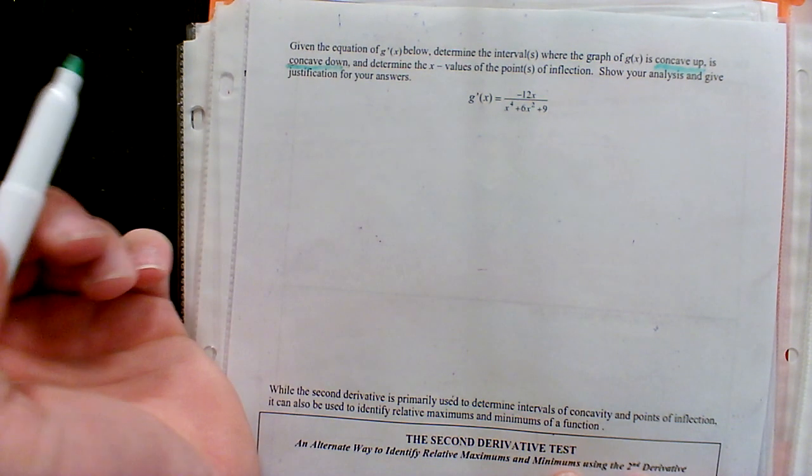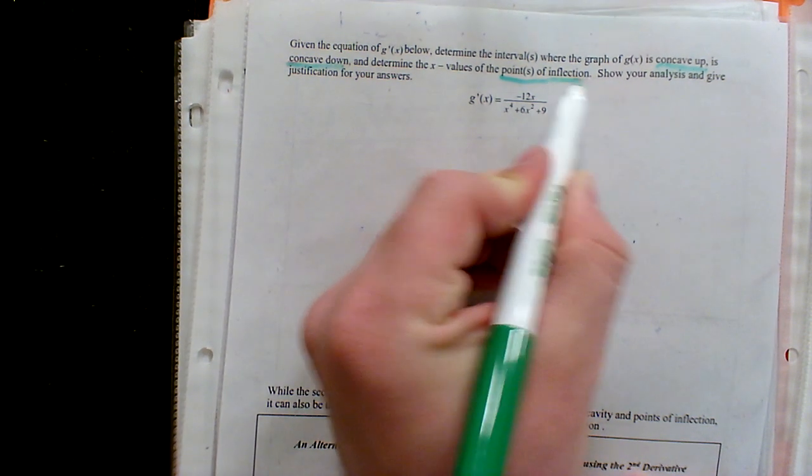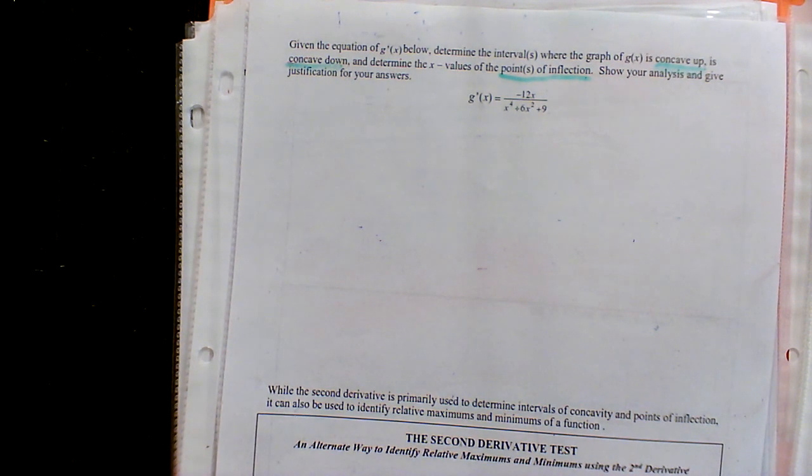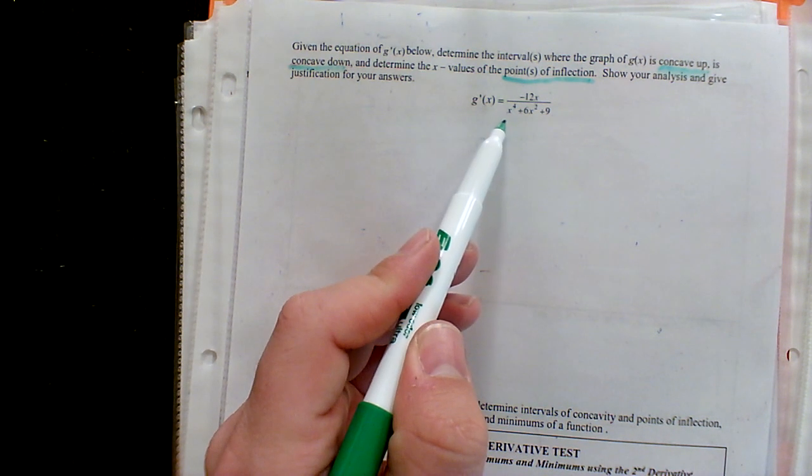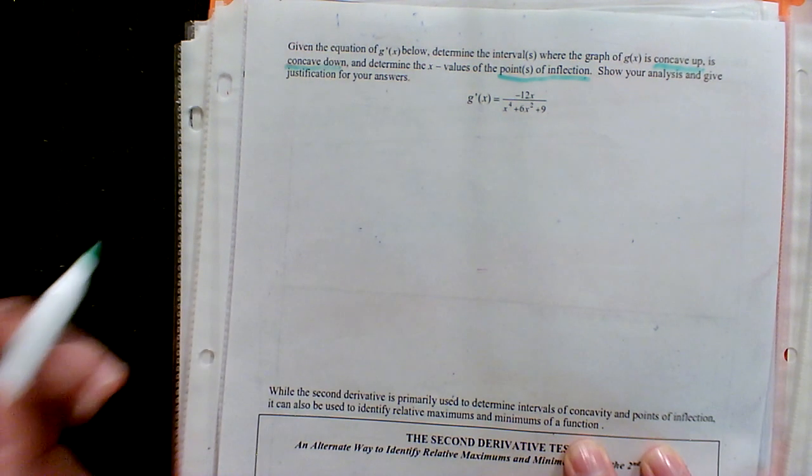So we're looking for concave up, we're looking for concave down, and we're looking for points of inflection. That's really what they want to know about in this problem, okay? They give us the first derivative.